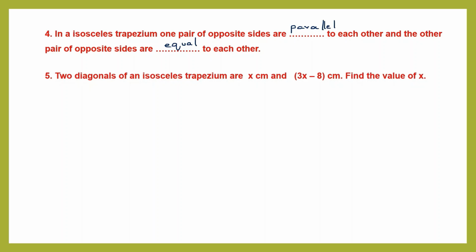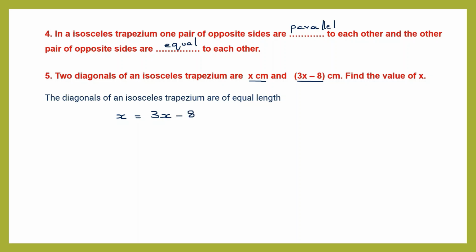Question 5. Two diagonals of an isosceles trapezium are x centimeter, and this is one diagonal, the length of one diagonal, and the other one is 3x minus 8 centimeter. Find the value of x. So we know the property that diagonals of an isosceles trapezium are of equal length. So that means x is equal to 3x minus 8.